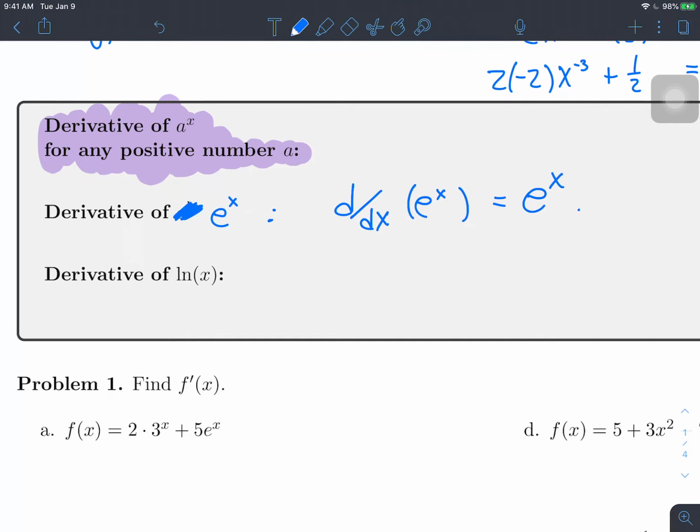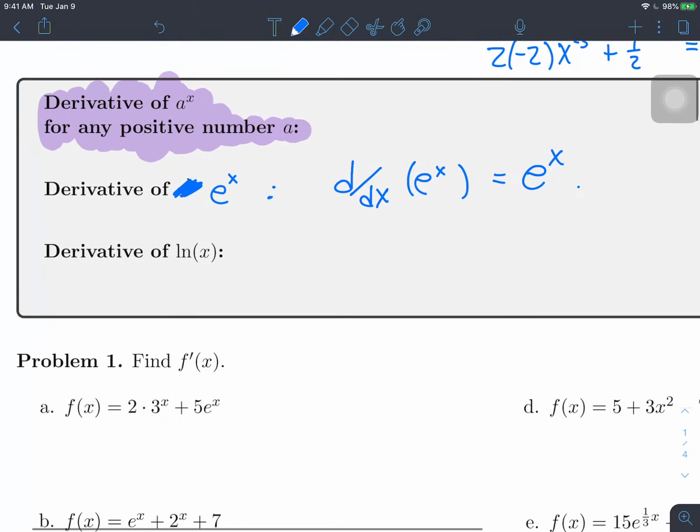If you have a deeper understanding of calculus and the rule that we're going to learn later in class today, this is really, really amazing. I hope that you're impressed.